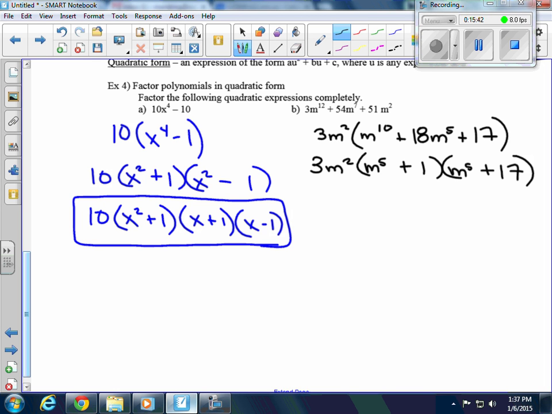Now we have to check, can I factor any further? Well, the 3m squared is simplified. The m to the 5th plus 1, nothing I can do with that. The m to the 5th plus 17, nothing I can do with that. So there is my solution, factored completely.